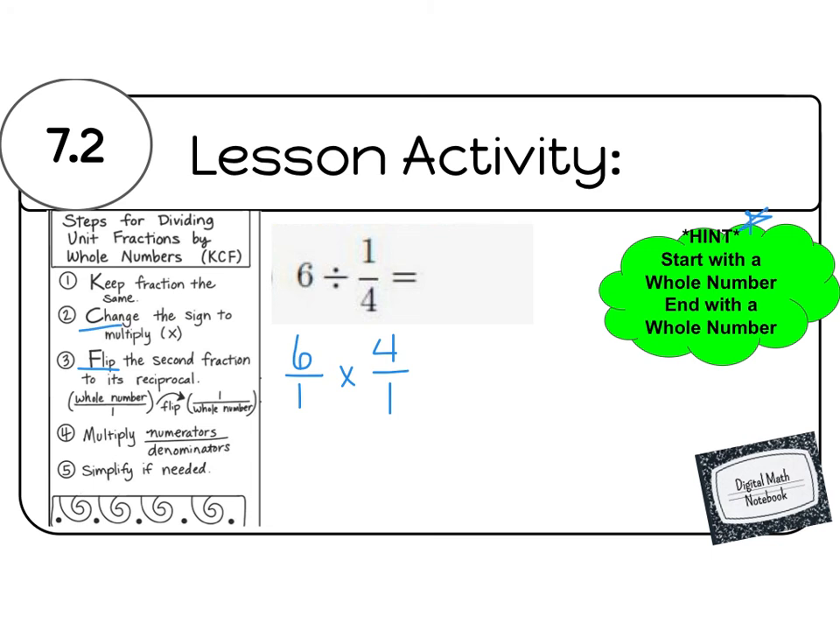And here's our hint again. This time, if we start with a whole number, we're going to end with a whole number. That means our answer will be a whole number with no fraction pieces. So 6 times 4 is 24 over 1, which means our answer is, I'm going to stop there. You fill in the last box on your own.